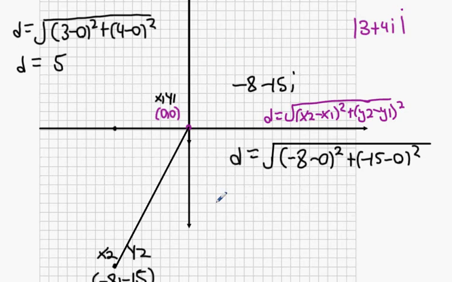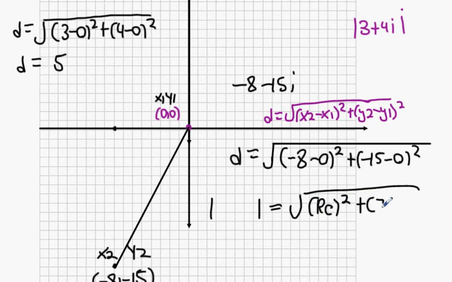Your modulus equals the square root of whatever the real value is squared plus whatever the imaginary value is squared. So you don't have to use the distance formula. There's a quicker way, but the downfall of this way is it's not in your tables, so you will have to learn it off by heart. So what I'm saying is, imagine this question again, and I go, that's the real value, that's the imaginary value.